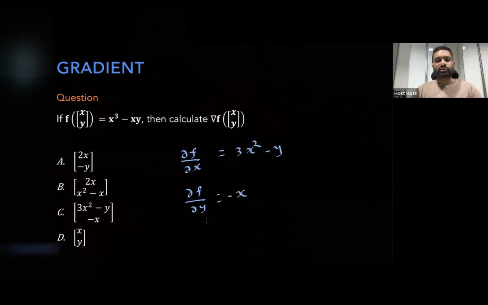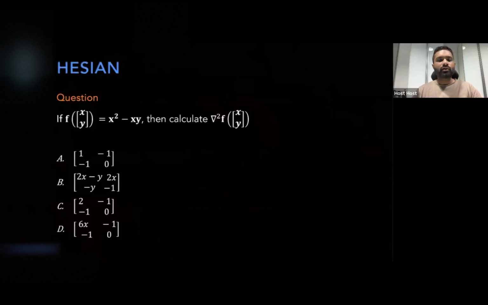Some person has also already answered it. It is C. Very good. So 3x square minus y is the first entry, and the second entry is minus x. Very good. Now calculate the Hessian.